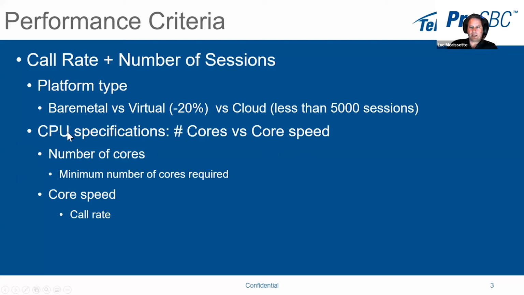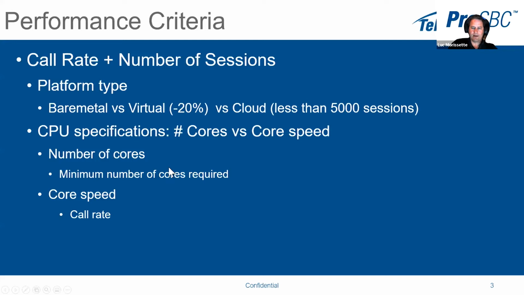All right, so the CPU specifications you can use for running your system. There are two factors that you need to be interested in. One is the number of cores and the core speed. You need a minimum number of cores to run the SBC. Some of these cores are reserved for the protection mechanism, and some of these cores are used for the rest of the call processing.